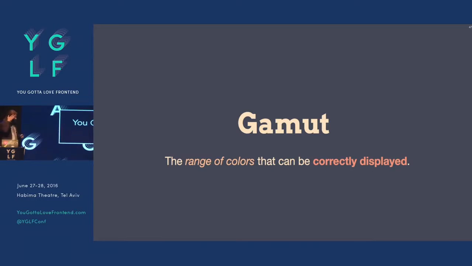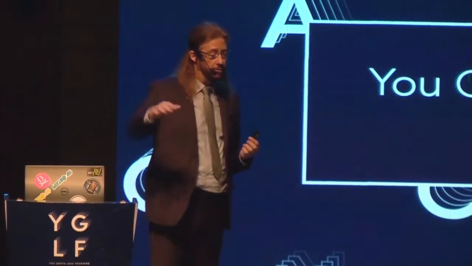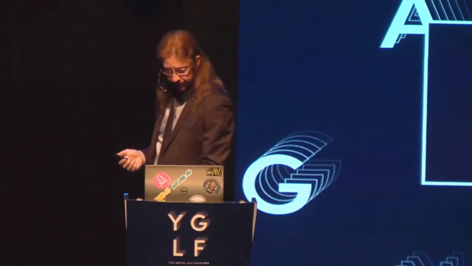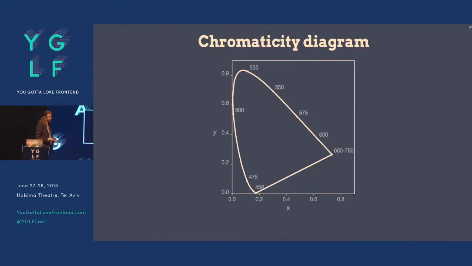Which gets us to the gamut, the range of colors that can be correctly displayed. The actual color of full red, full green, full blue gets measured, and then you can work out what the gamut is.